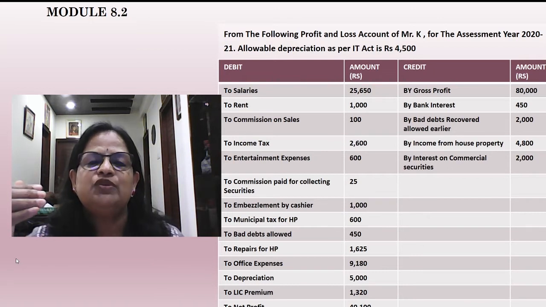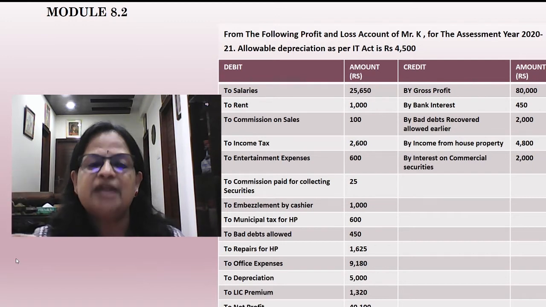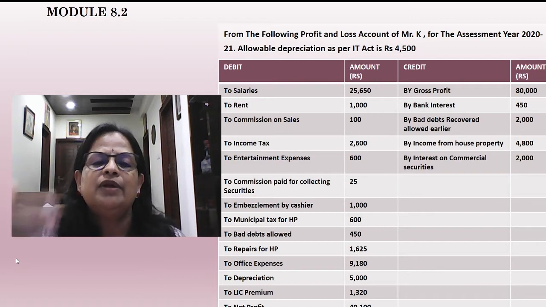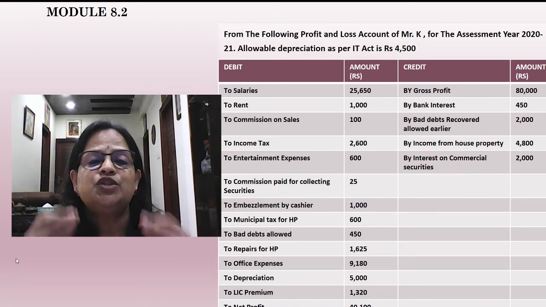Now the debit side, if you see: salaries, rent, commission on sales, income tax, entertainment expenses, commission paid for collecting securities, embezzlement by cashier, municipal taxes for house property, bad debts allowed, repairs for house property, office expenses, depreciation, LIC premium, and net profit 40,100. Now what you have to do is use your accounting knowledge: what all incomes and expenditures are related to business.